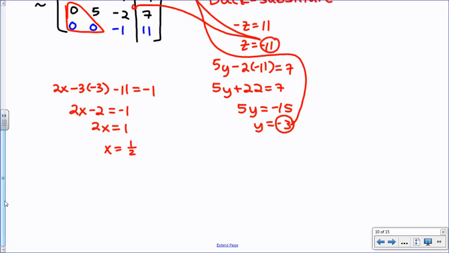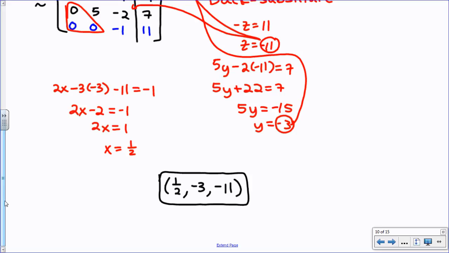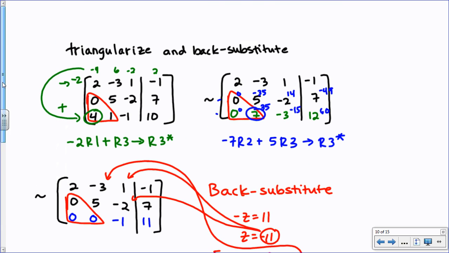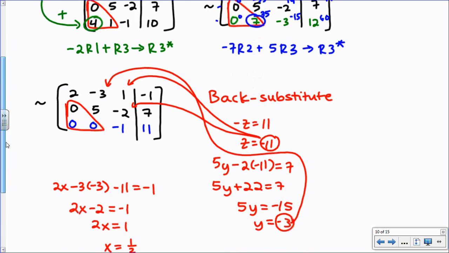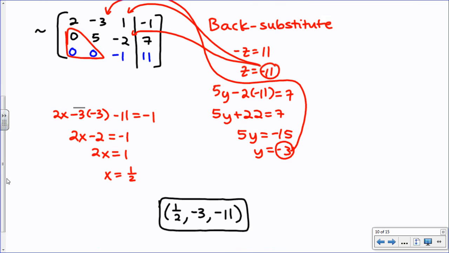That's what you guys got? Okay. So then my solution is x, y, z: 1/2, negative 3, negative 11. Remember how to check your answers. Go back to the original. Plug them in to check. Questions about that?